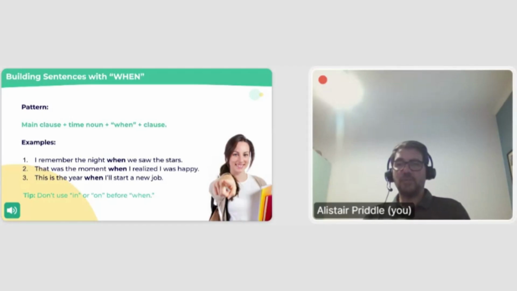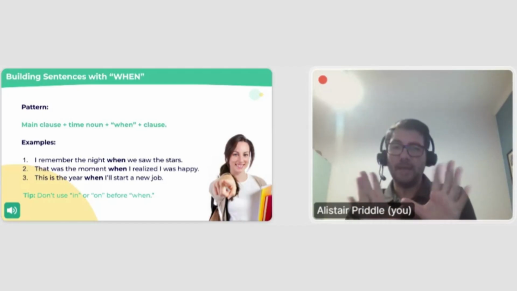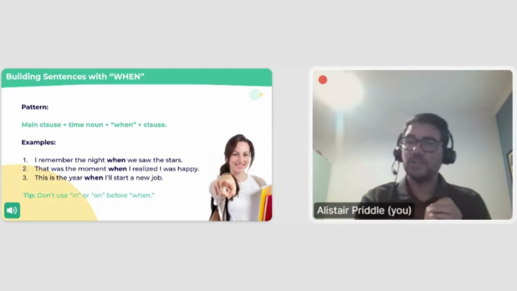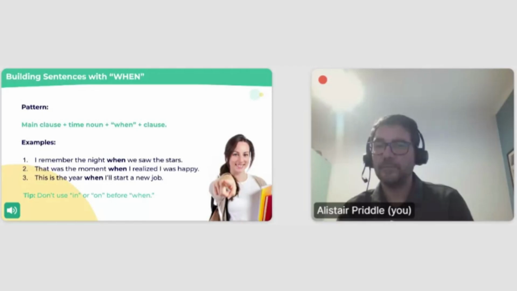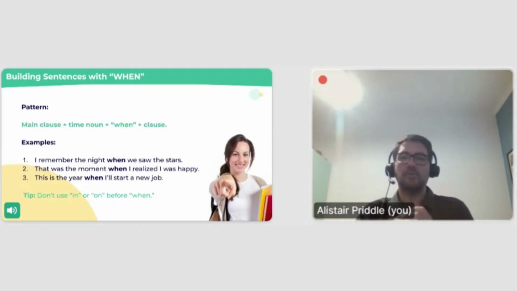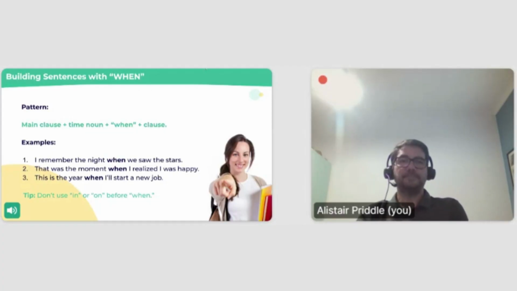Let's have a look at number 2. That was the moment when I realised I was happy. And number 3, this is the year when I'll start my new job. So we have a tip for you here as well. Don't use in or on before when. There's a good tip. Don't use the prepositions in or on before the word when.